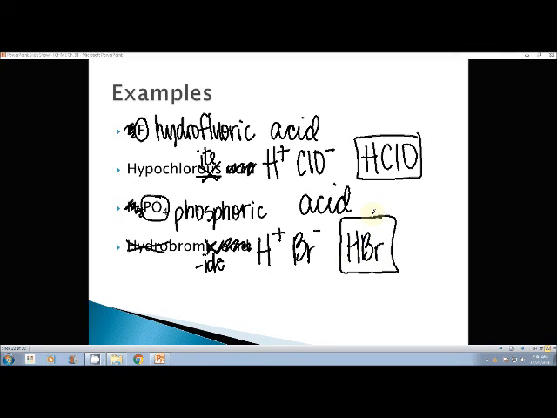HBr. Our examples today did not have any that had to balance the charges to 0 by continually adding more ions or crossing the numbers, but you could still do that if you need to. So let's practice some naming and writing formulas of acids.